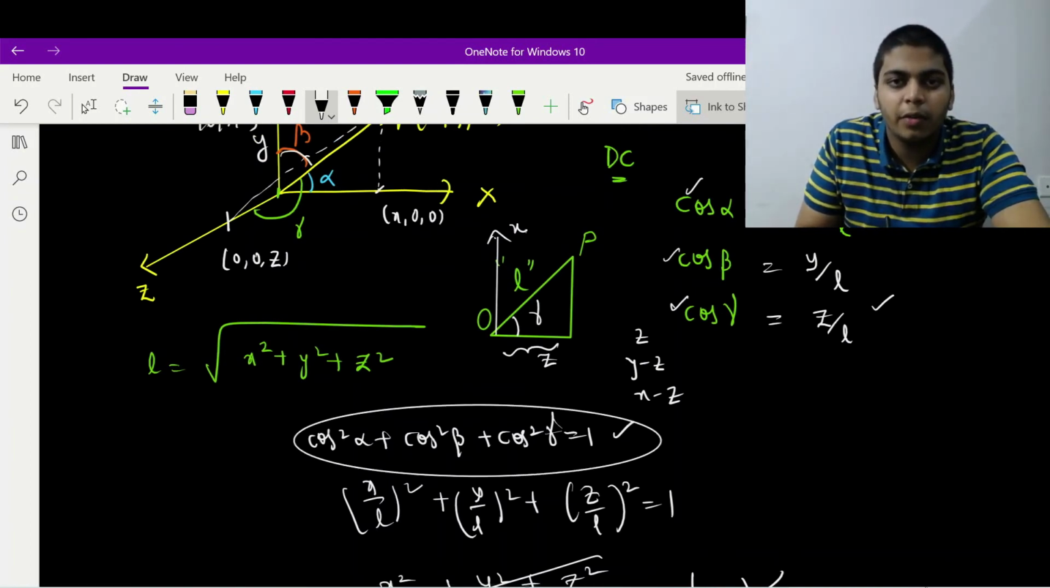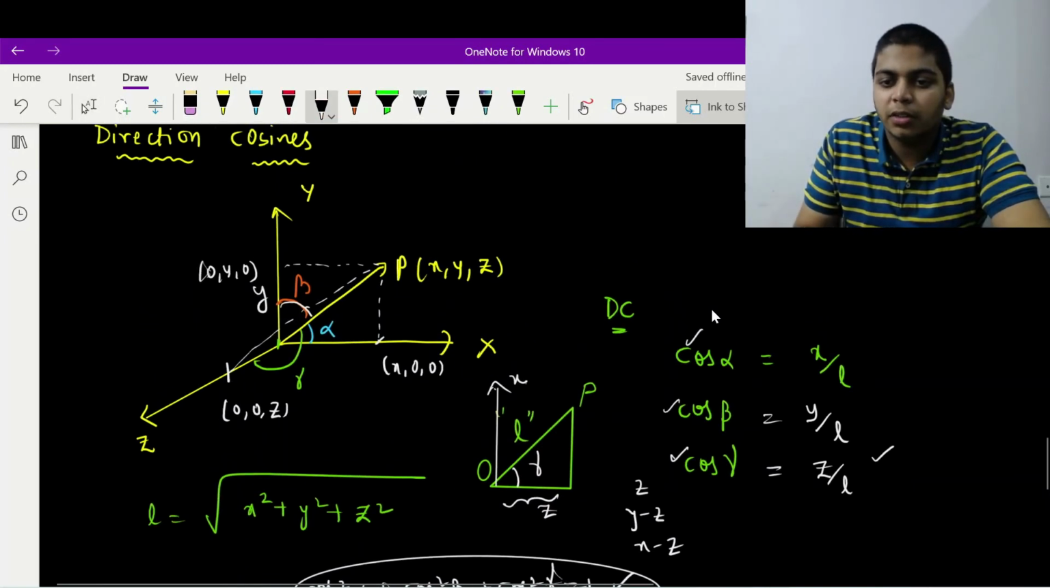Cos square alpha plus cos square beta plus cos square gamma is 1, and these directional cosines cos alpha, cos beta, and cos gamma are also known as L, M, and N in some math problems, respectively L, M, and N.